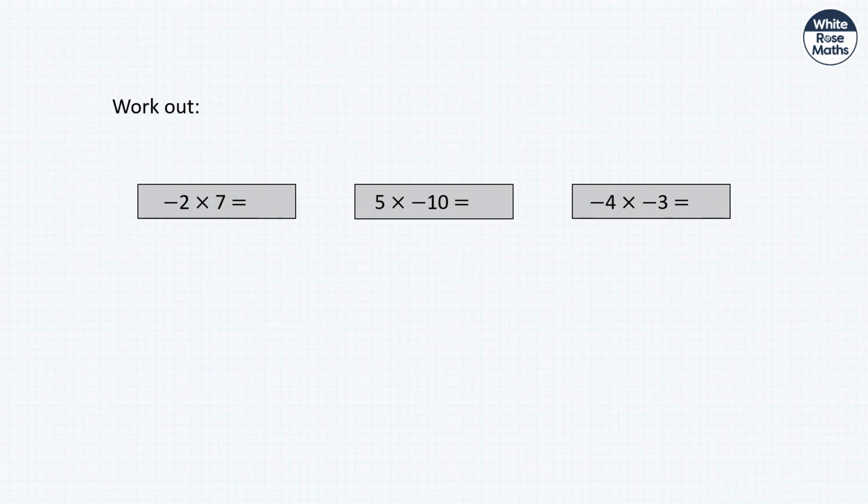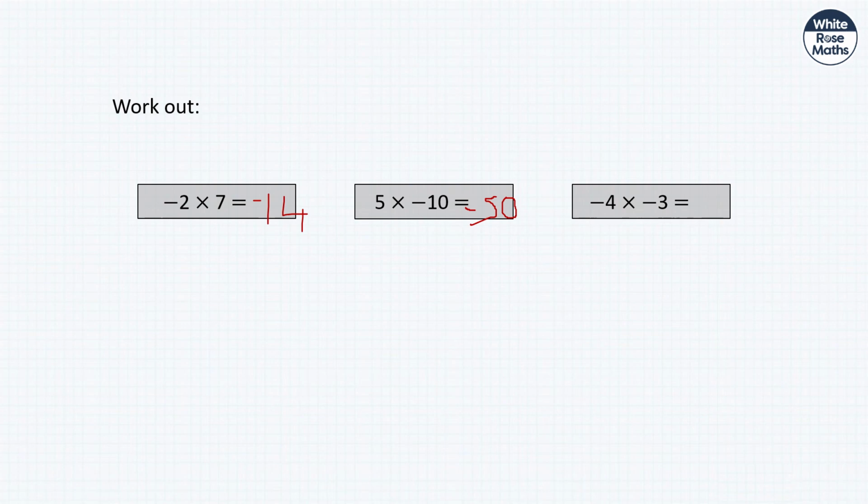This next one's looking at multiplying with negative numbers now. So work out minus 2 times 7. A negative times a positive, the sign of my answer will be a negative. So it'll be negative 40. This next one, I'll do 5 times 10, which is going to be 50, and then it's going to be a negative 50 because a positive times a negative makes a negative. Hopefully that makes sense.